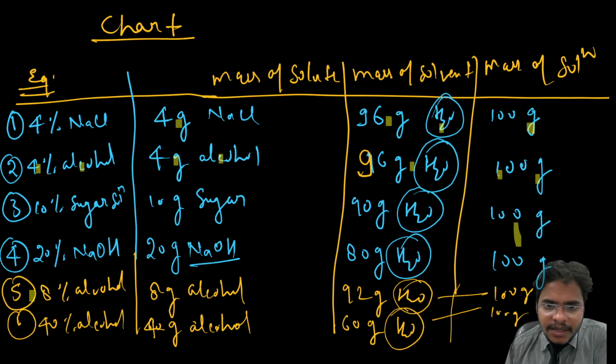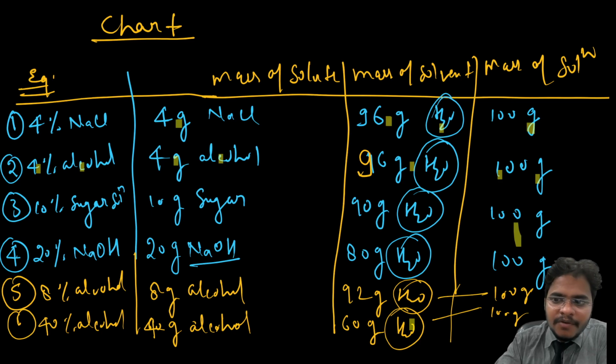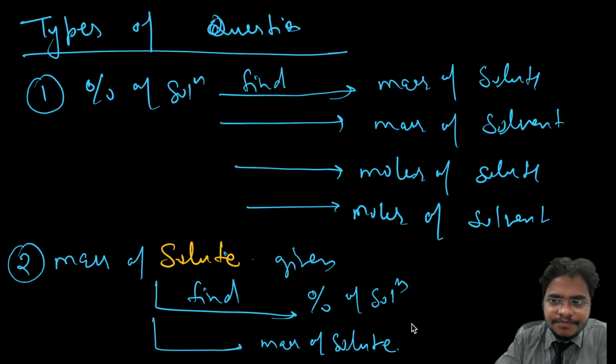We have another example, the 8% alcohol solution by mass means the 8 gram of alcohol dissolved in 92 gram of water, and the total mass of solution is 100 gram. We have 40% alcohol, which means the 40 gram alcohol dissolved in 60 gram of solvent. We took the solvent as simple water, and the total mass of solution is 100 gram.